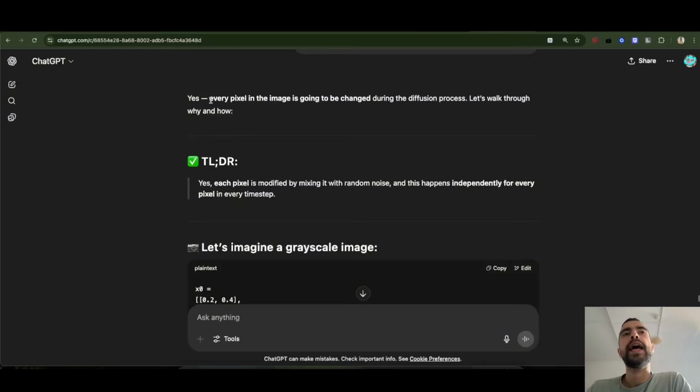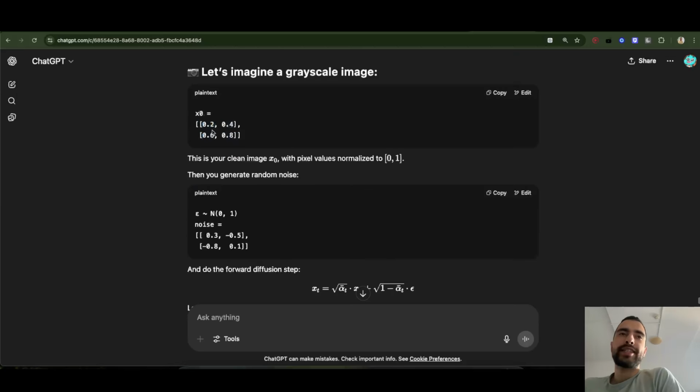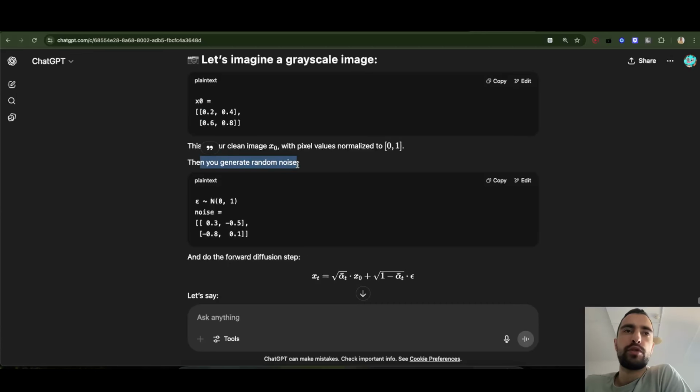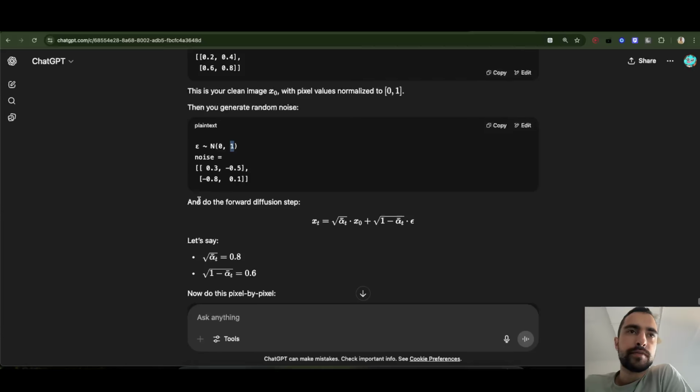This is important. Every pixel in the image is going to be changed during the diffusion process. Each pixel is modified by mixing it with random noise, and this happens independently for every pixel in every time step. Let's see an example. Let's say you have this image. So this is just grayscale values. Let's say this is dark, maybe close to black, this is close to white, and these are in between. Then you generate random noise. So it's mean 0, standard deviation, or variance 1, sorry. So 0.3, minus 0.8, etc. And do the forward diffusion step.